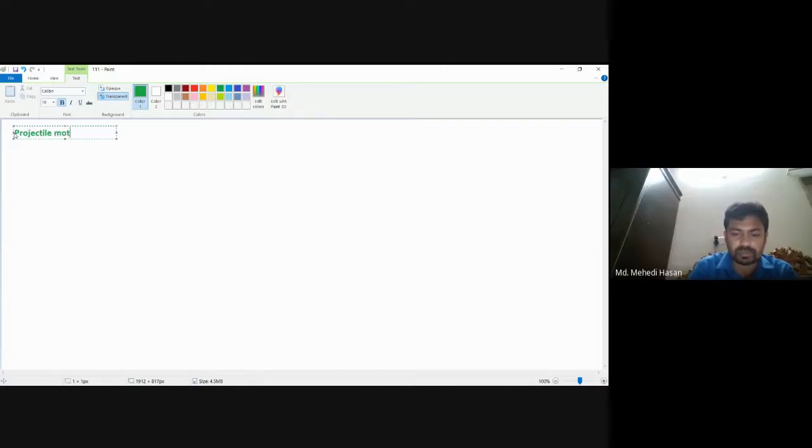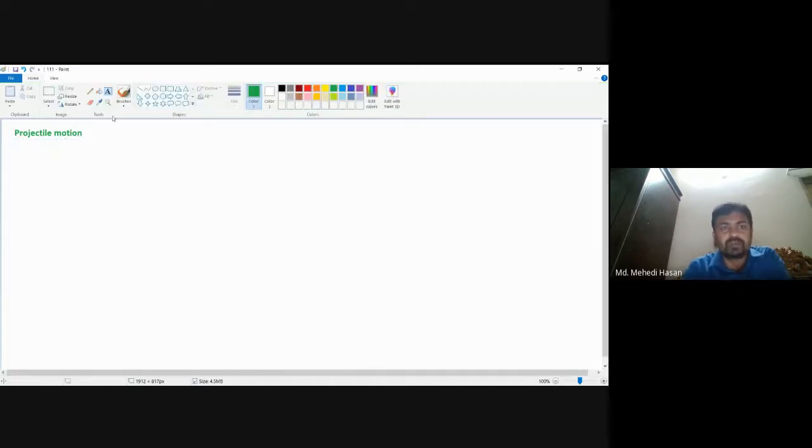Projectile motion. In the previous case, that means in O level and A level, you mainly used different variables in different cases. In that case, the equations were like v equal to u plus jt or v equal to u minus jt. But here we have to consider the two-dimensional case.